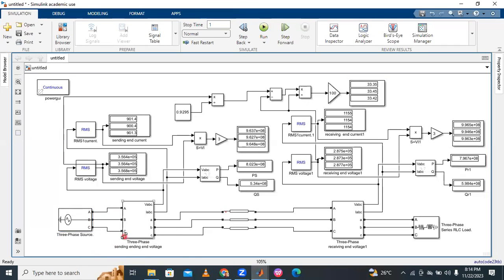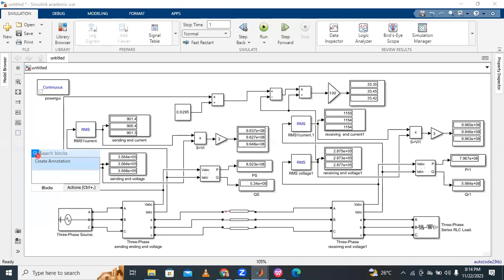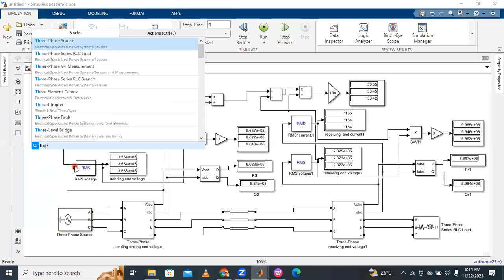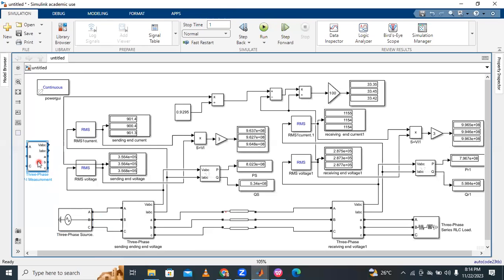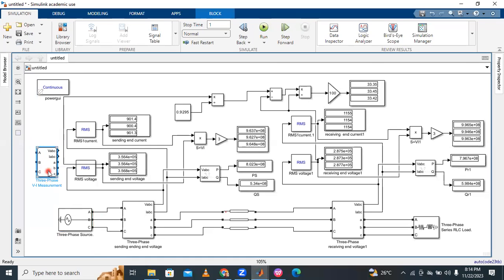Then to measure these voltages, a three-phase VI measurement is required. Like this, open the three-phase VI measurement block. Connect the three-phase VI measurement A to A, B to B, C to C. And then this is the three-phase measurement.